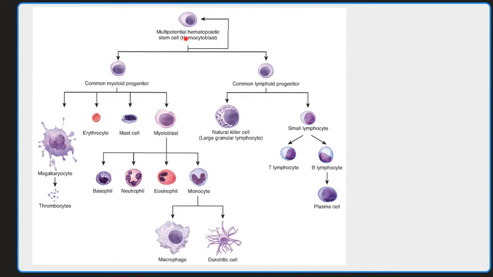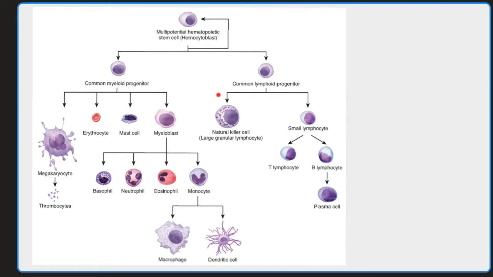This stem cell can then differentiate into either a common myeloid progenitor or a common lymphoid progenitor. Now, the myeloid progenitor, real quick, gives rise to red blood cells and then eventually thrombocytes, which are involved in blood clotting. It also gives rise to things like mast cells and the myeloblast, which makes basophils, neutrophils, eosinophils, and monocytes. These are involved in the innate immunity that we talked about last time.